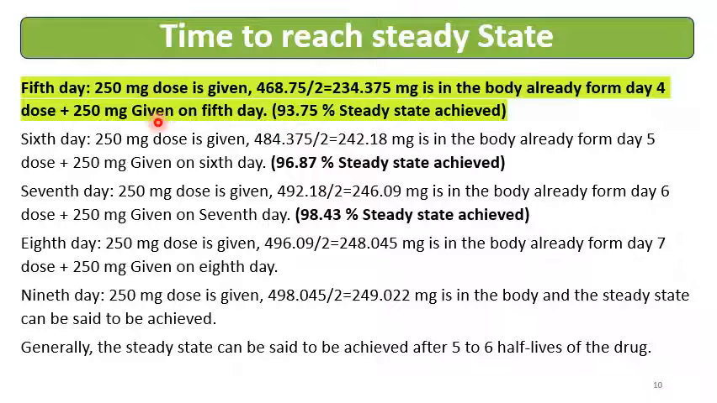Now out of 250 mg, the body is containing 234 mg. That means 93.75% steady state is achieved.